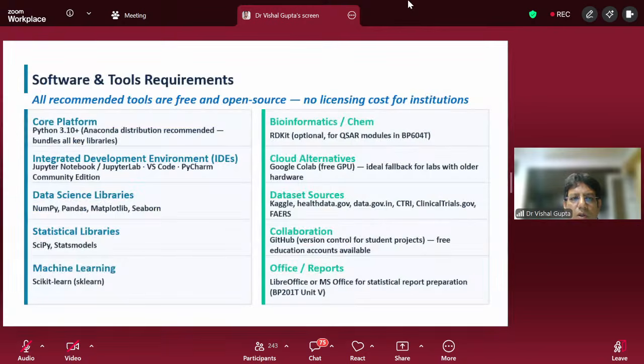Software and tools: all the recommended tools, the PCI has taken very excellent care that they should be free and open source. And if you register as an institution, there is no licensing cost also. So at the core, we should have Python, version 3.10 plus. And basically, it is preferred that you take the Anaconda distribution, which is recommended and bundles all the key libraries. You also should have an integrated development environment, called an IDE, where Jupyter Notebook, JupyterLab, VS Code, PyCharm Community Edition can be used.